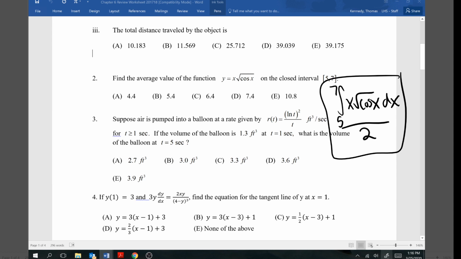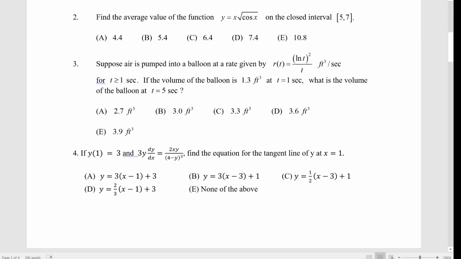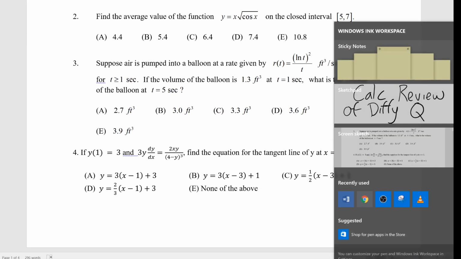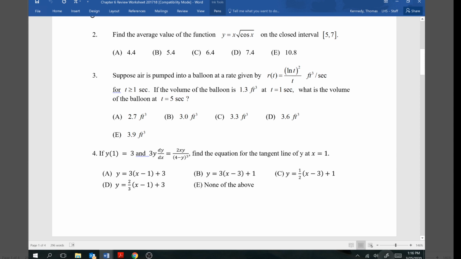Can you do 3? Sure. Maybe I should have just done the whole thing from the get-go. All right. Number 3 says, suppose air is being pumped into a balloon at a rate given by that. If the volume of the balloon is 1.3 feet cubed at t equals 1 second, what is the volume of the balloon at t equals 5 seconds?